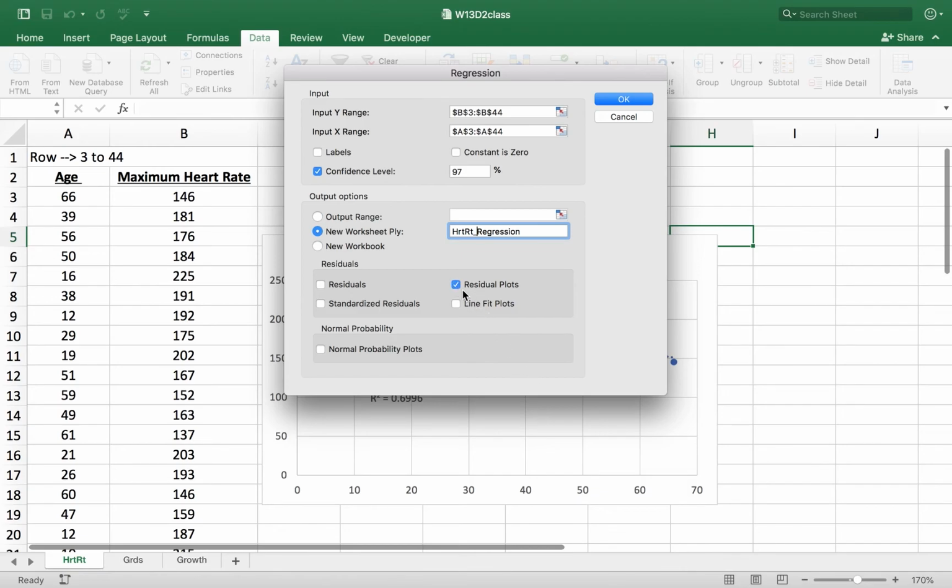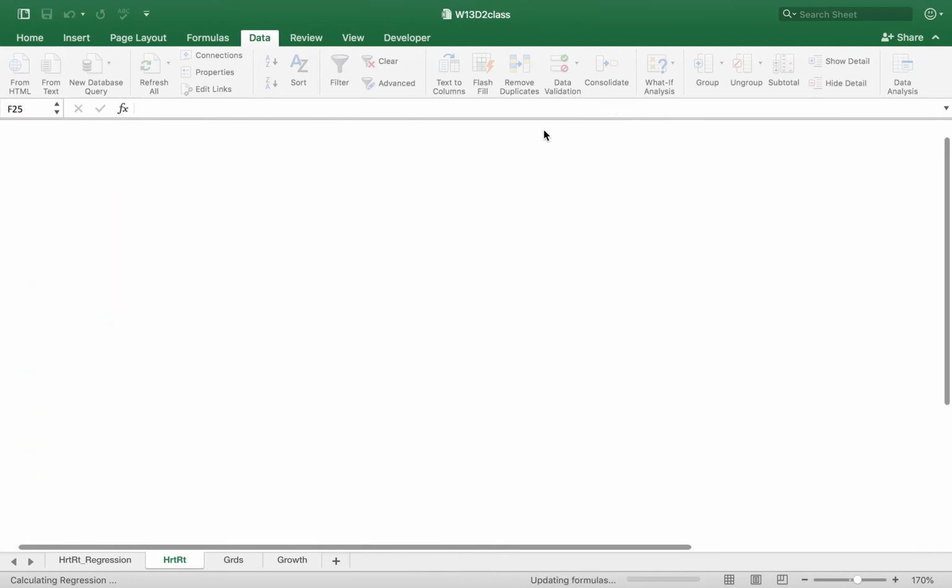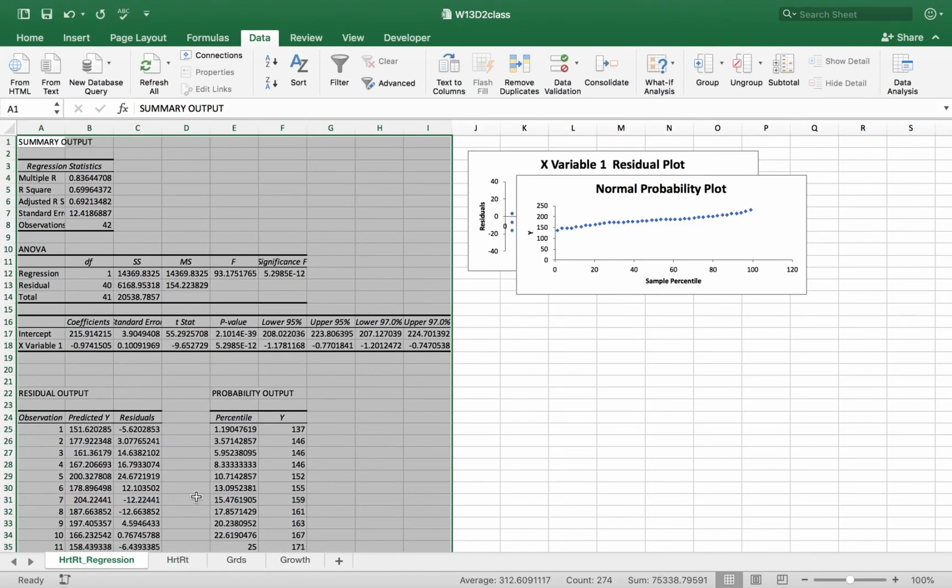Now, as far as the things we want to look at, there are some residual plots, diagnostic plots we'll want to look at. Residual plots, normal probability plots, and I'm also going to have you click the residuals for now, just to show you this. Standardized residuals are sometimes good to see too, but we won't talk about that in this class. Once you have your entire dialog box set up, you can hit OK. Excel is going to take a second to compute some stuff, and you'll notice that you now have a new worksheet labeled Heart Rate Regression.